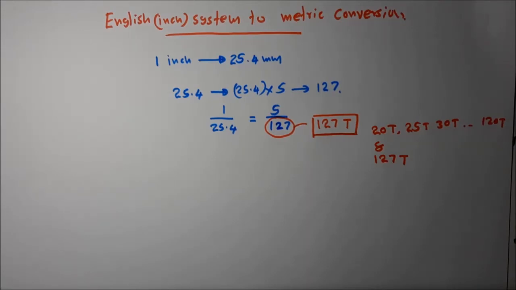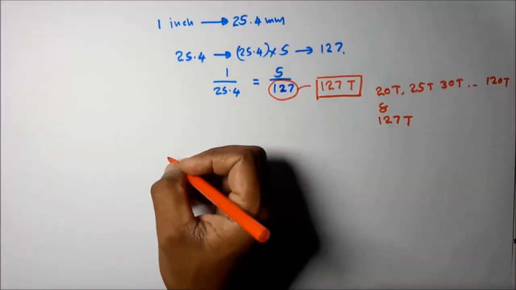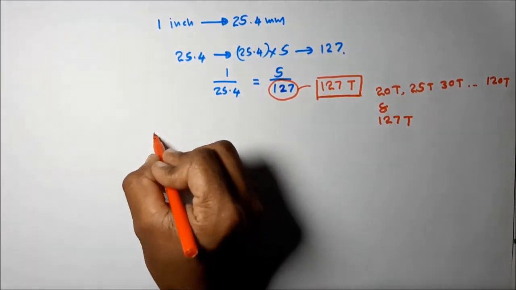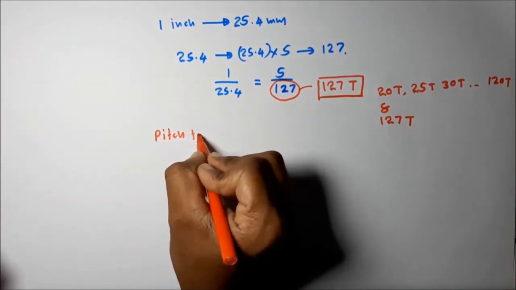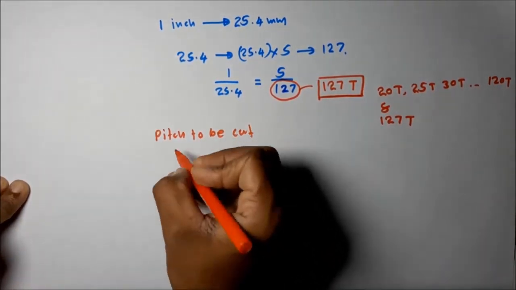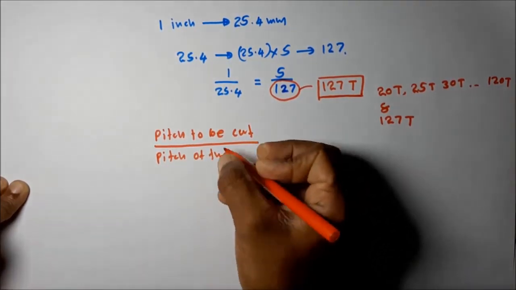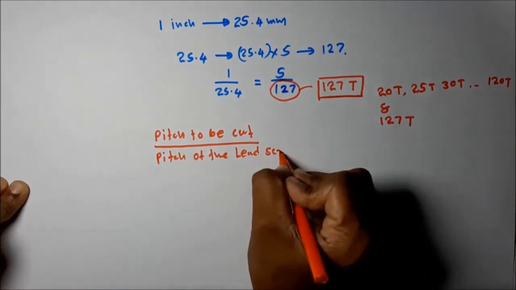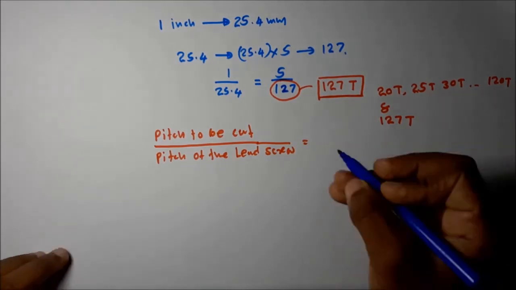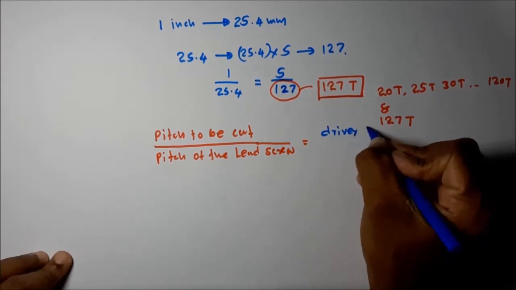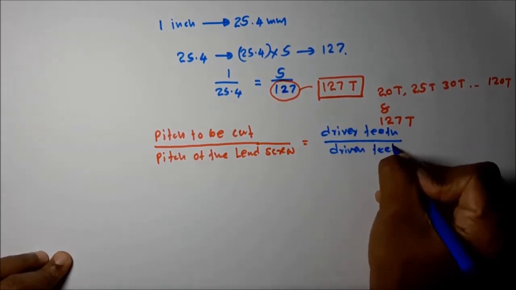Then I will explain this through the equation. What is our equation? Pitch to be cut divided by the pitch of the lead screw is equal to driver teeth divided by driven teeth.